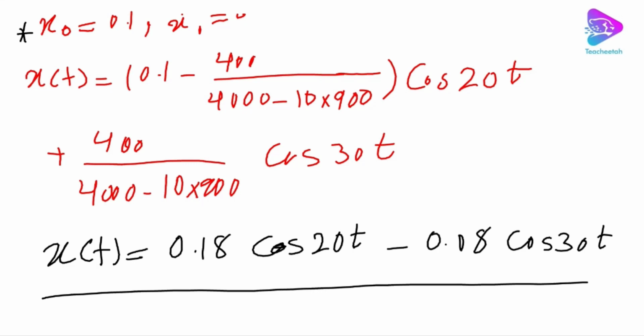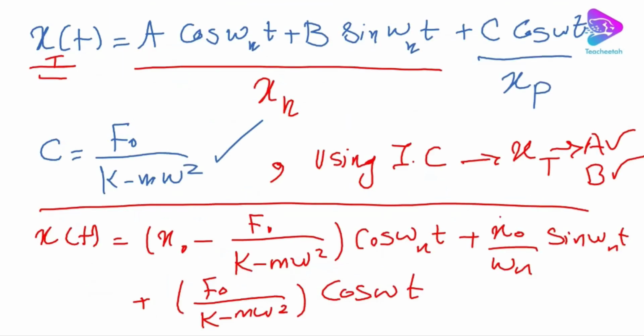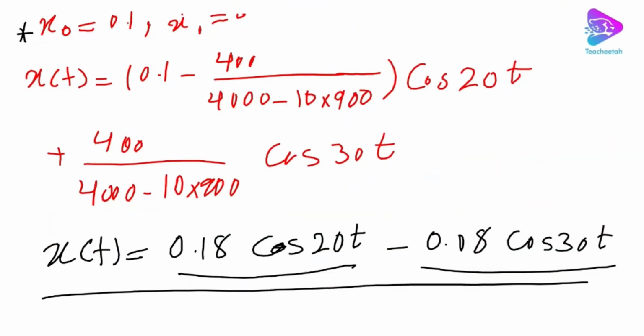So it has two parts, with the natural frequency of the system and the frequency of the force, right? So this is what we're looking for in this problem. If you go back, we have x naught as 0.1 and x dot naught as 0, right? So this is what we applied here. Then I go to my solution, and this is the final solution.